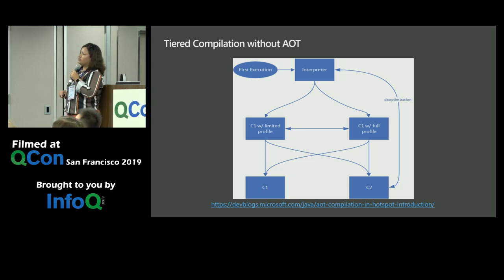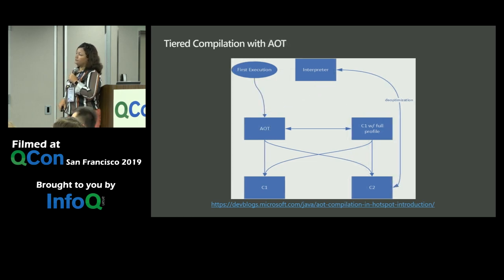With tiered compilation, the C1, C2 concepts are still there, but the profiling concept is different. You have limited profiling as opposed to full profiling. There's a good explanation in that link over there. All you have to think about is basically going from the interpreter to C1 or C2 based on the profiling and the different thresholds. And then, of course, there's a de-optimization path as well.